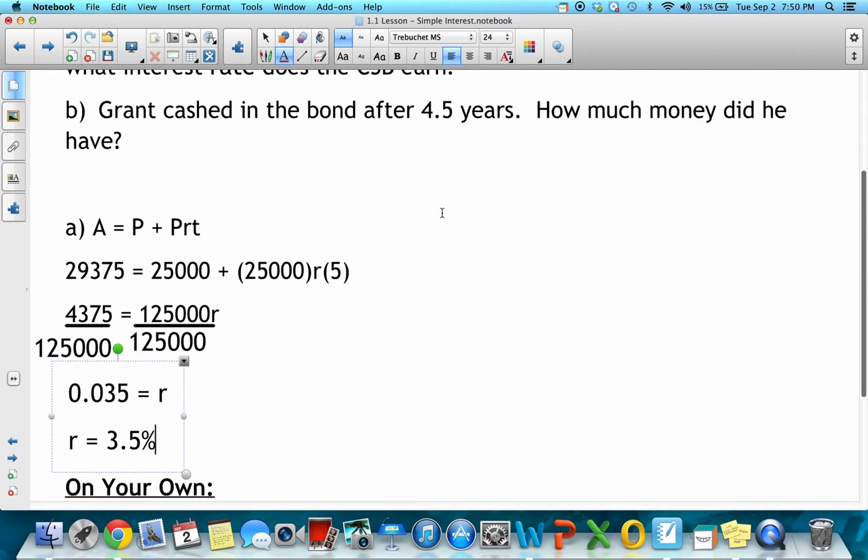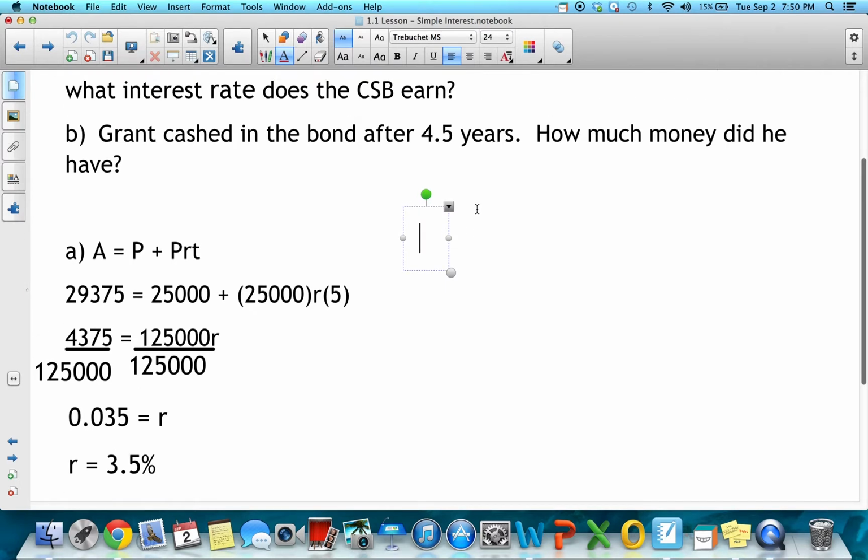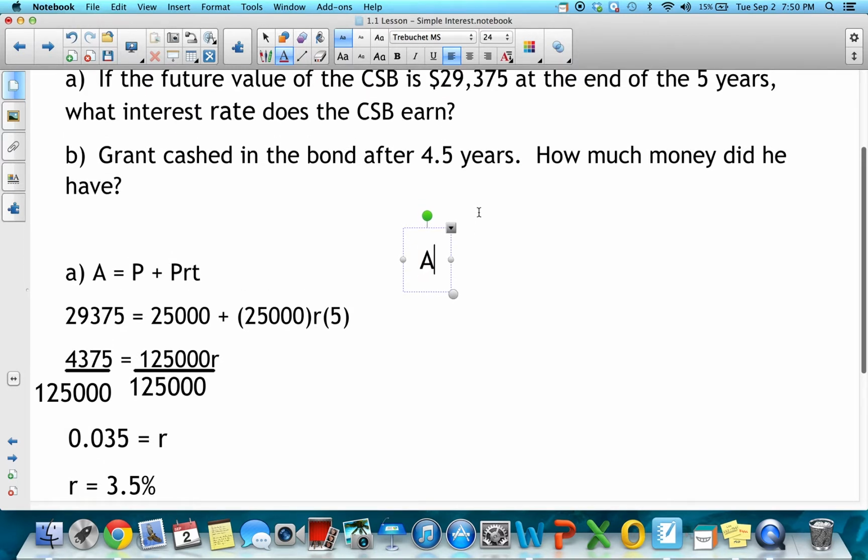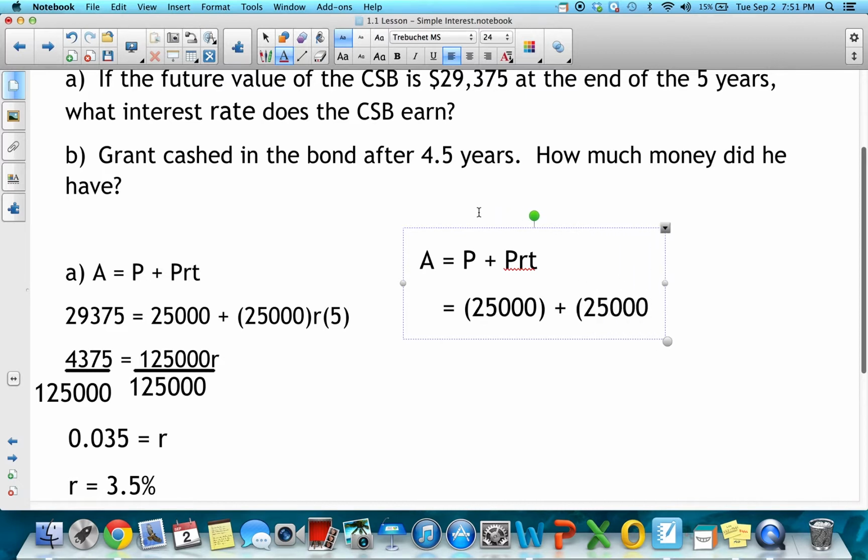Part B of this says, Grant cashed in the bond after 4.5 years. How much money did he have? So again, I am looking for the amount of money that he gets. So I'm using the same formula. This time it's the amount that I don't know. So the principal that he started with was 25,000. The rate he's using is 3.5, so 0.035.